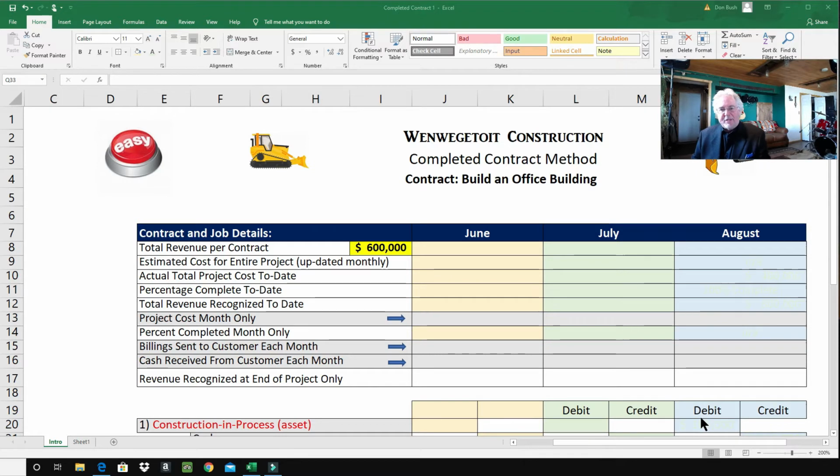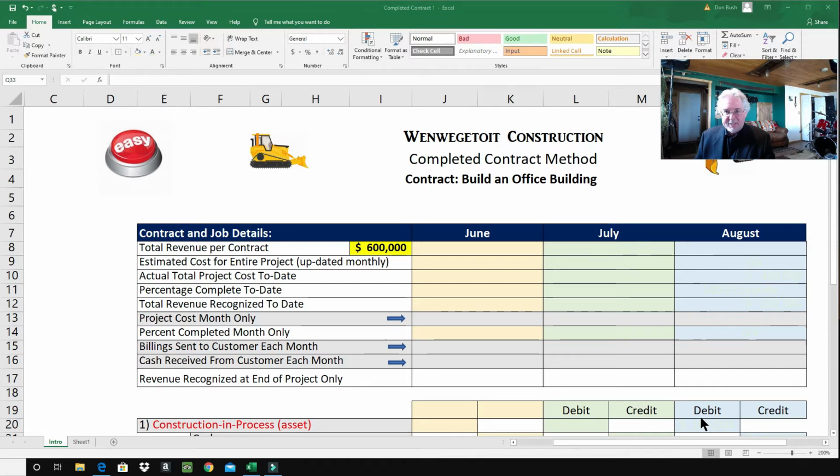So the completed contract method is very similar to the percentage of completion method, but easier. It's way easier. There's a whole lot less we have to do and a lot less we have to keep track of. So let's get started, and here we go.